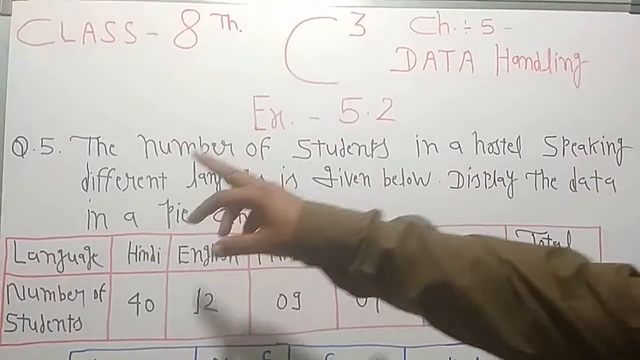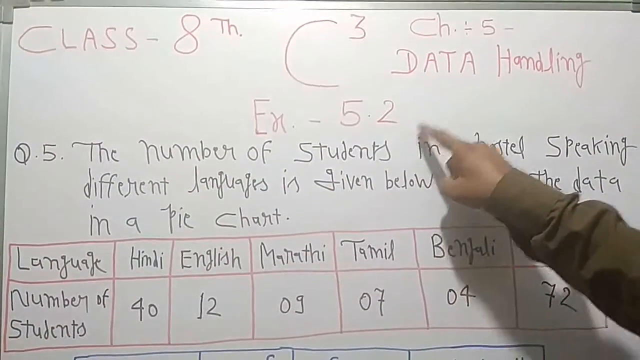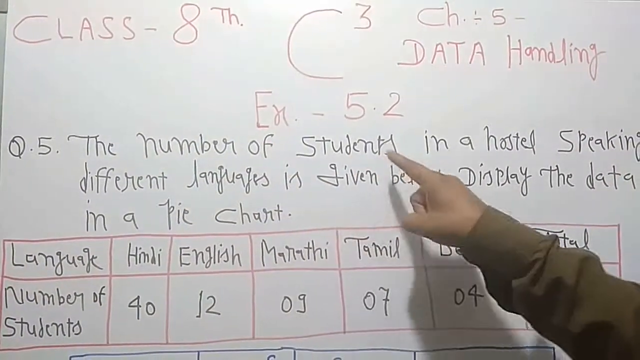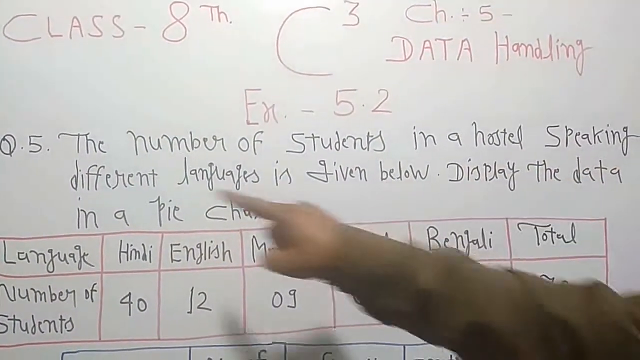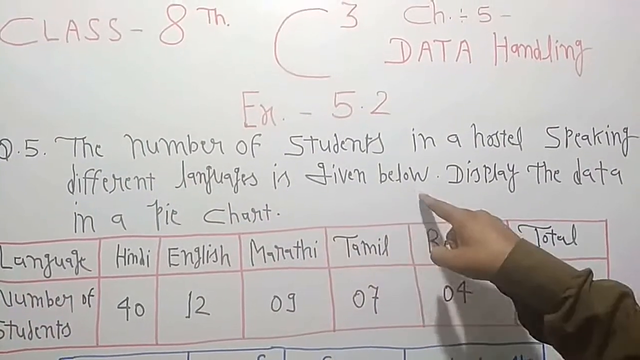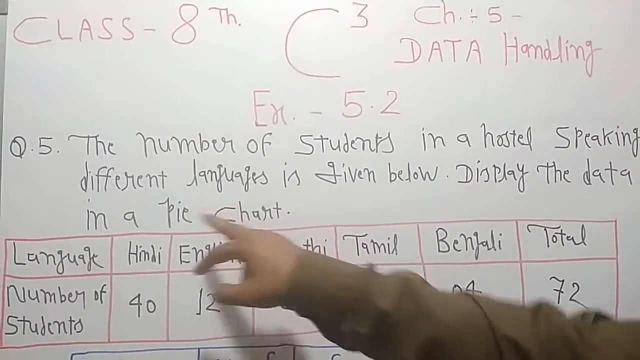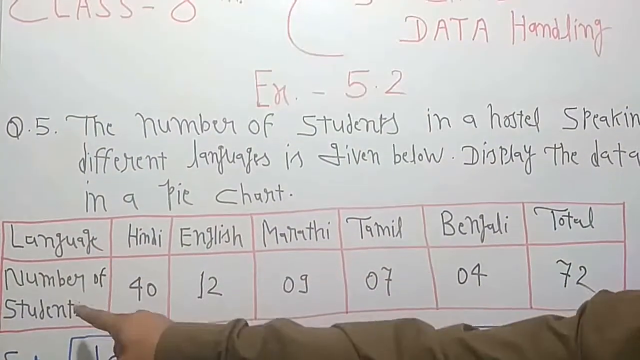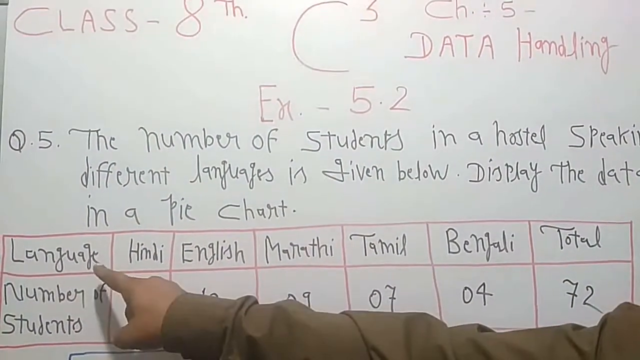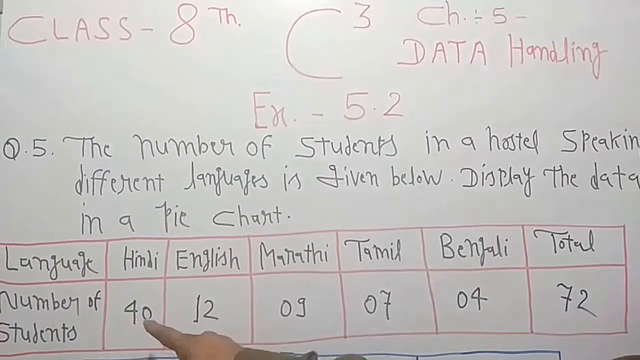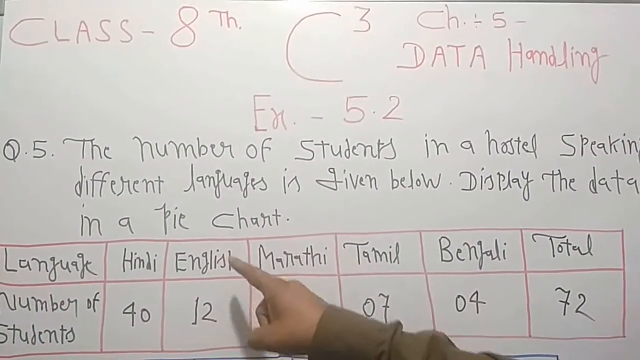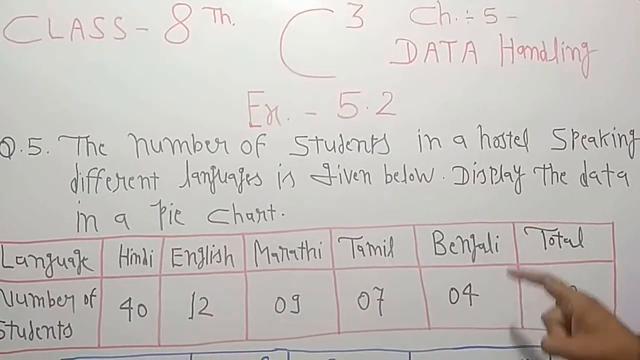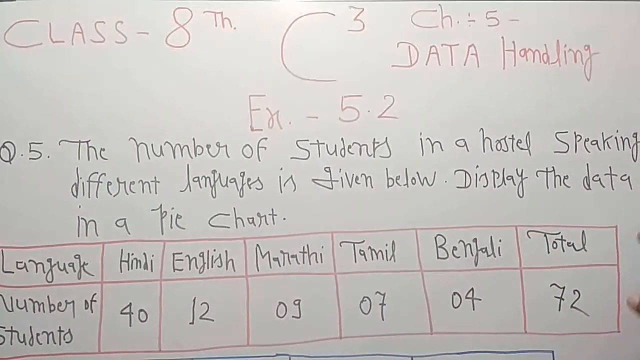We are going to solve question number 5 of exercise 5.2, chapter 5, data handling. Question number 5: The number of students in a hostel speaking different languages is given below. Display the data in a pie chart. The data is: this is the language, this is the number of students. Hindi is spoken by 40 students, English by 12, Marathi by 9, Tamil by 7, Bengali by 4, and the total is 72.